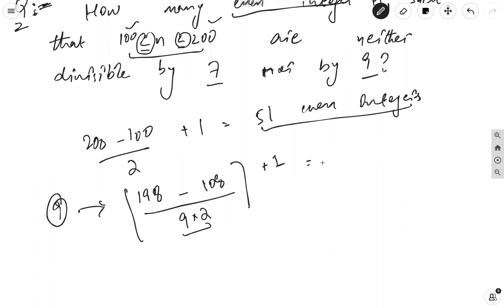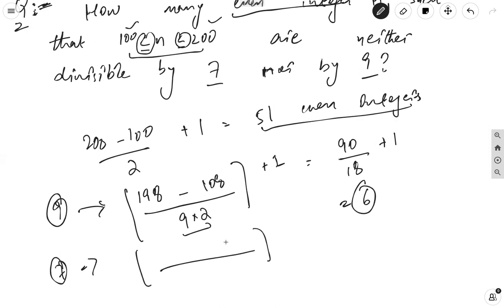Okay, so what is the value of 198 minus 108? That is 90. Divided by 18, plus 1. So this is 6. So we have 6 even multiples of 9 between 100 and 200 inclusive. Now, can we do this for 7 as well?